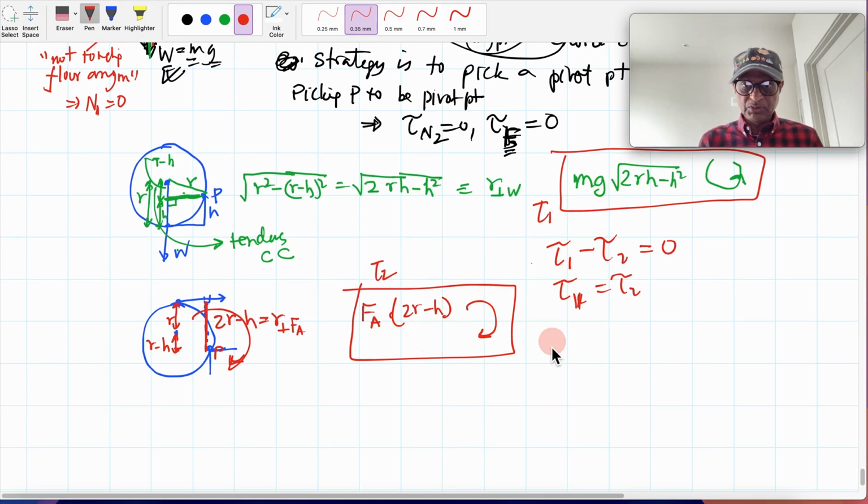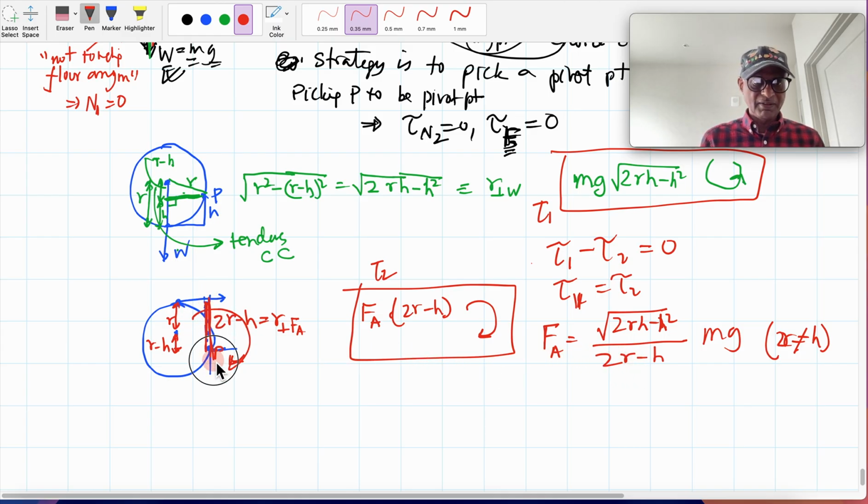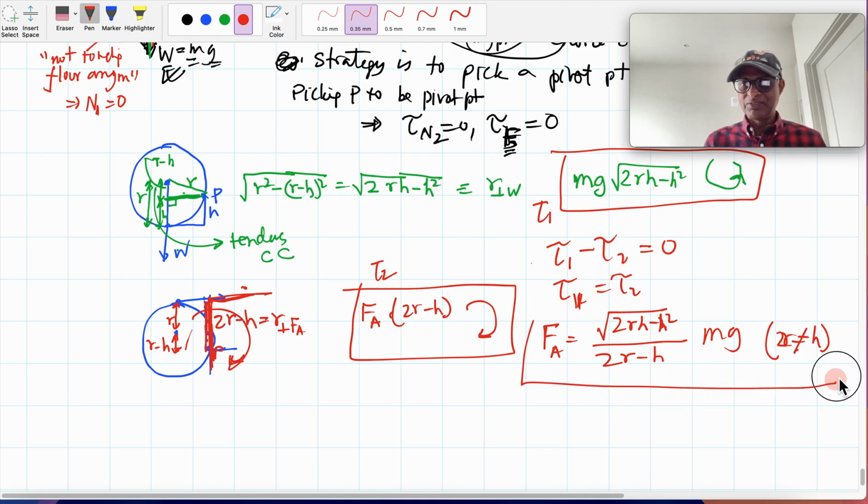So this equation becomes, solving for FA is very easy. FA equals the square root of 2RH minus H squared over (2R minus H), times mg. Of course, H can't be 2R, otherwise I can't divide, right? If this height is way out there, then it will never climb, and mathematically it would not make sense either, dividing by 0. So that's the answer for FA.